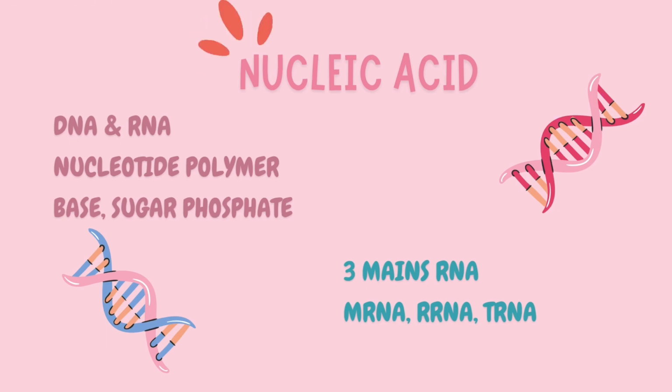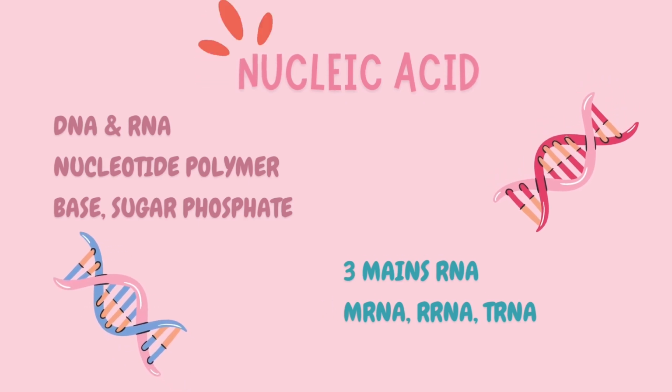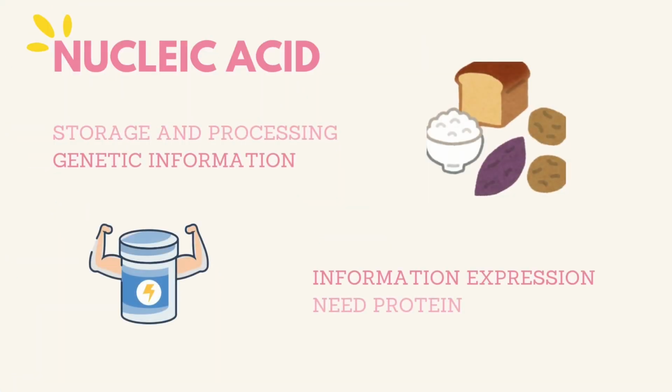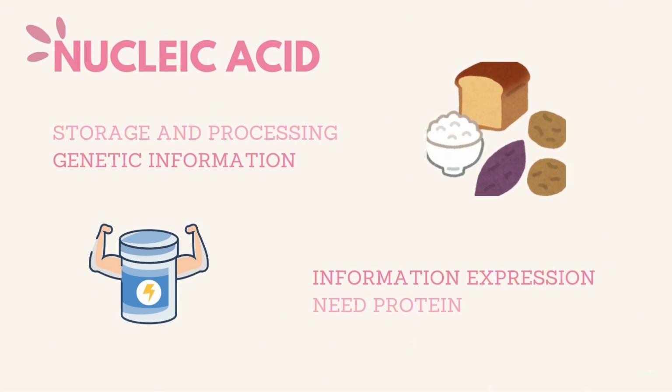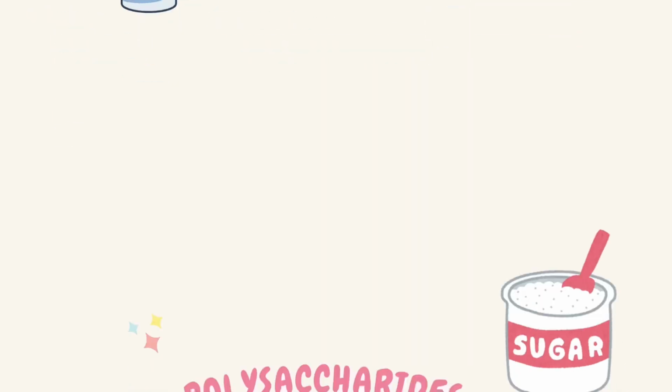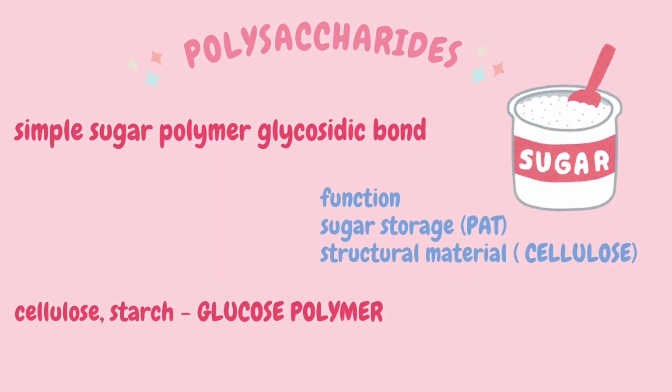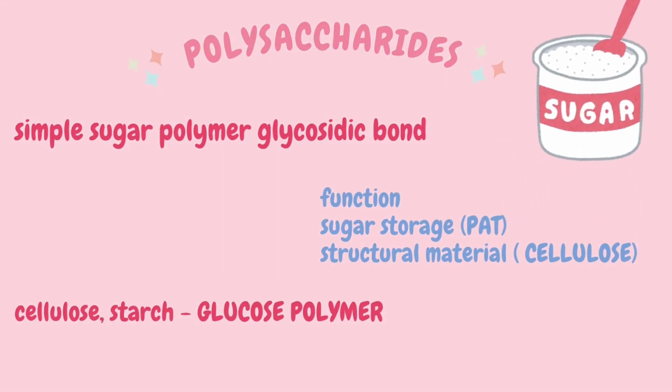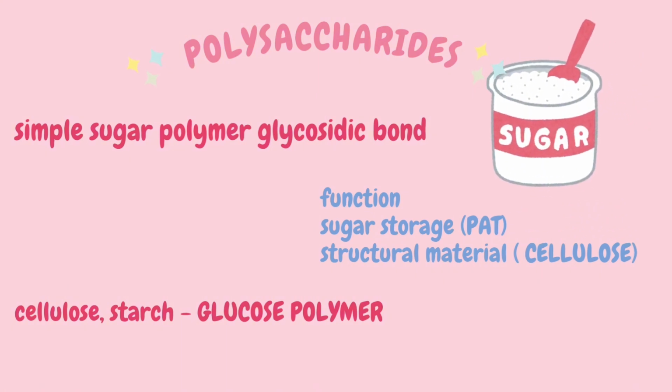There are three main types of RNA in cells, namely messenger RNA or mRNA, ribosomal RNA or rRNA, and transfer RNA or tRNA. All three are found in both prokaryotes and eukaryotes. Nucleic acids play a role in the storage and processing of genetic information, but the expression of this information requires proteins. Next, polysaccharides. Polysaccharides are polymers of simple sugars that are covalently bound with glycosidic bonds.